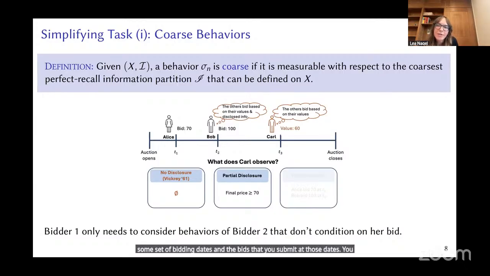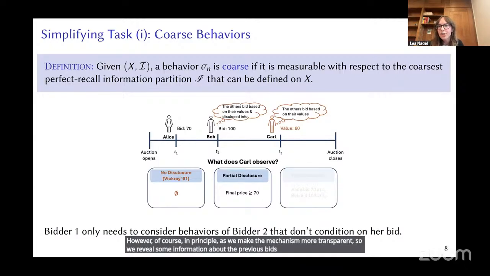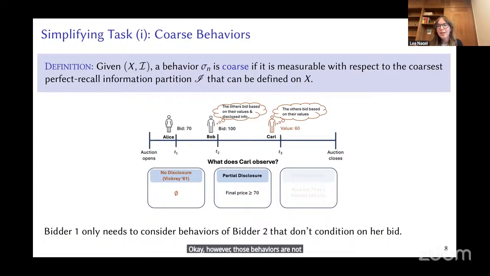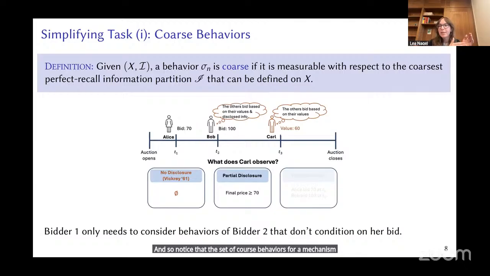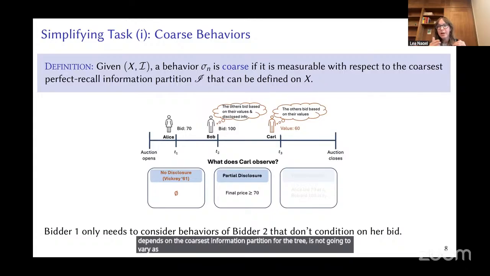You can't condition on anything else because you're not informed about anything else. Okay. However, of course, in principle, as we make the mechanism more transparent, so we reveal some information about the previous bids or how many bidders are in this auction, this actually does give agents information to condition their behaviors on. Okay. However, those behaviors are not going to be coarse. And they're not going to be coarse in the sense that they condition, finally, quote unquote, on the information that is disclosed throughout the mechanism. And so notice that the set of coarse behaviors for a mechanism, since it just depends on the coarsest information partition for the tree, is not going to vary as we change the transparency of the actual information disclosure policy.